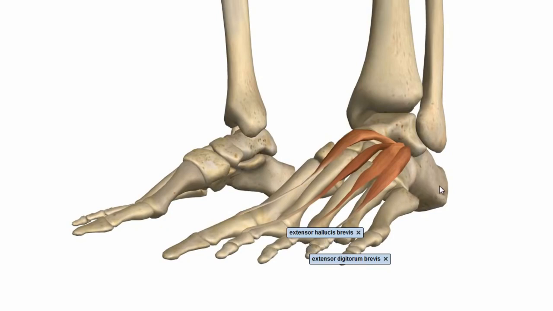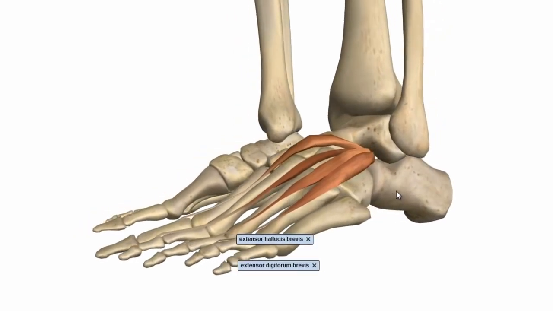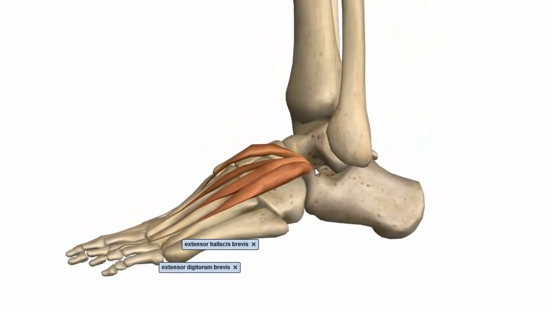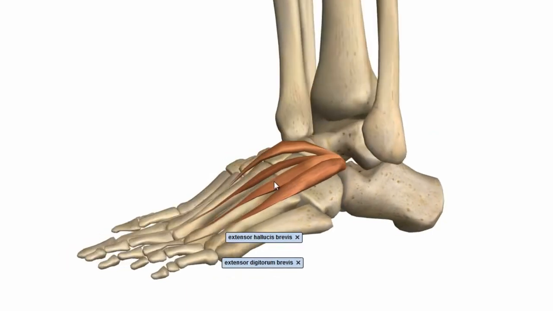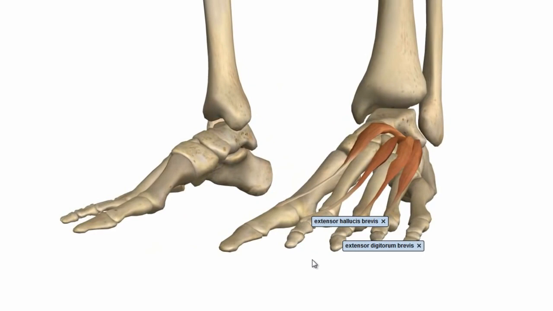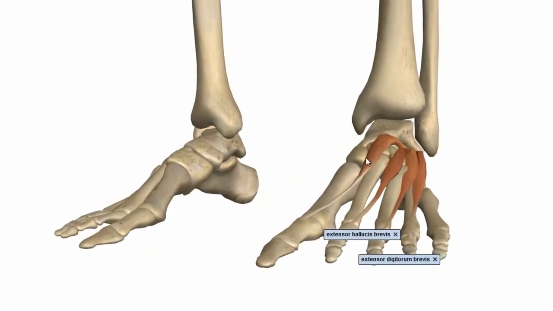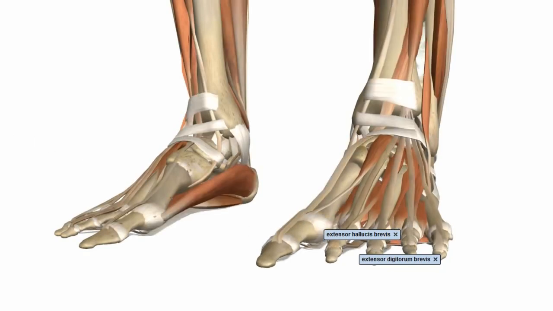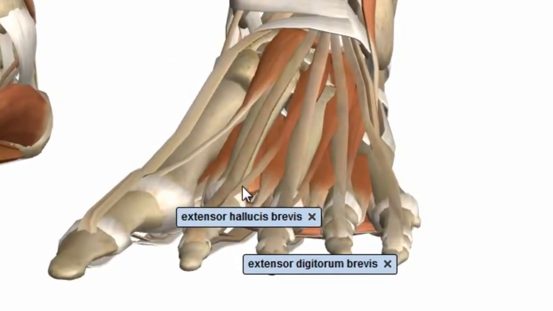So I've removed all the other muscles so we can take a closer look at this. So just looking at its origin, you can see it originates superiorly and laterally on the calcaneus. And if we look at the insertion, we can see the first tendon of the extensor digitorum brevis inserts at the base of the proximal phalanx. And if I bring the rest of the muscles in, we can see the insertion point of the other 3 tendons and you can see that they insert laterally on these tendons.